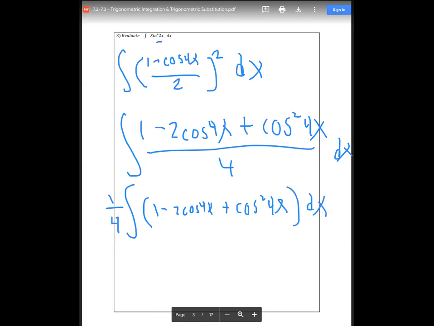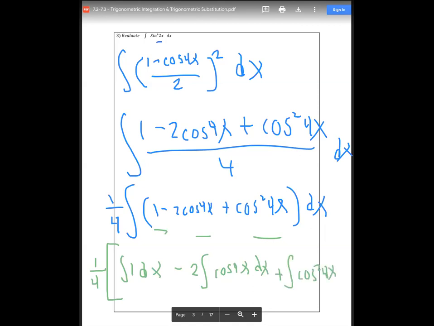Right. So now that we're at the point where it's a whole bunch of little different terms, what I would say is you break up the integral and go one by one. So I'm going to move the 1 over 4 all on the outside. Do not forget that 1 over 4. If you move it on the outside, remember that it goes to every single term. So I'm going to write brackets just so that we don't forget. This becomes the integral of 1 dx minus 2 cosine 4x dx plus the integral of cosine squared of 4x dx.